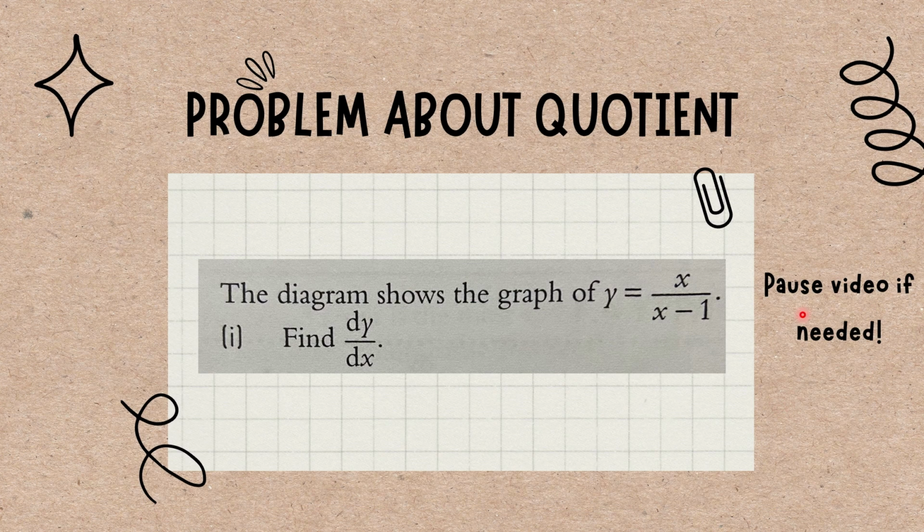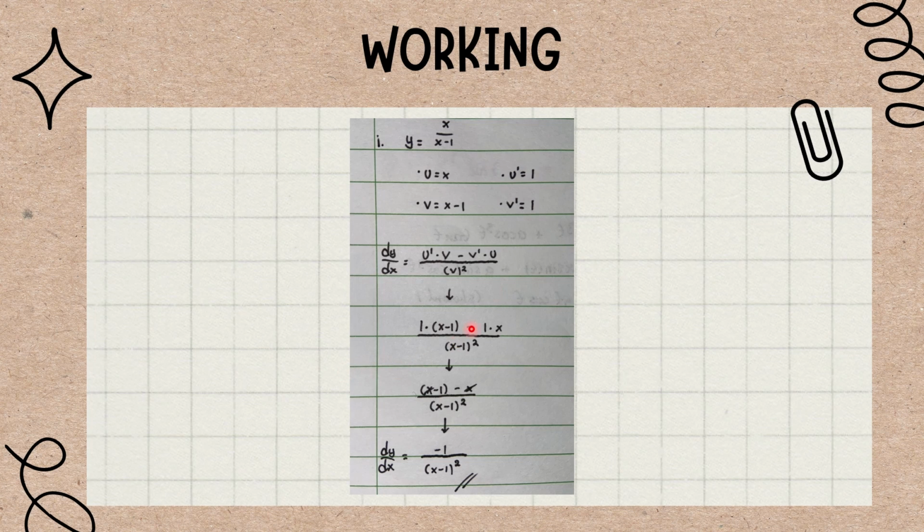Next, I will be explaining a problem which includes the quotient rule. The question is, the diagram shows the graph of y equals x over (x minus 1), and the question is to find dy over dx. Here's the working that I have made. First I wrote again the question, which is y equals x over (x minus 1). Then I indicate which one is u and which one is v. U will be the one at the top and the v is at the bottom.